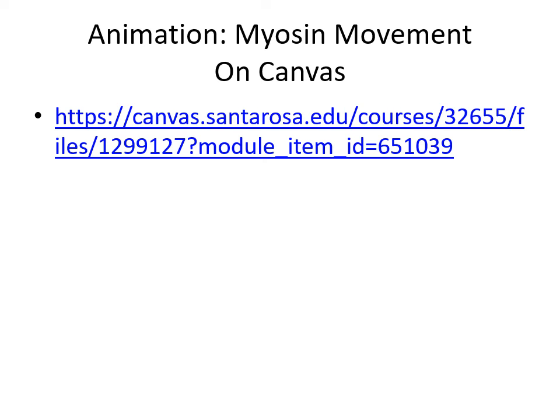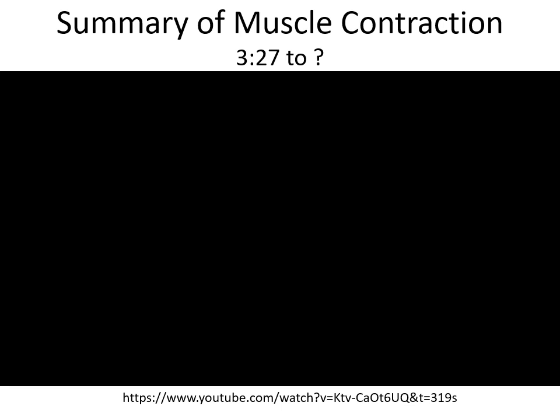There are two things to watch, one animation and one video, and then we're done with this. I'm done talking, but please go watch the animation on Canvas about myosin movement. And then go watch the video on YouTube, which is a summary of muscle contraction. So it's a fun video. I would suggest you start at 3 minutes and 27 seconds, as it shows up here at the top, and watch it basically to the end. Okay, watch it as long as you want, but it's a good look and nicely done, and it's a fun video about how muscles contract.